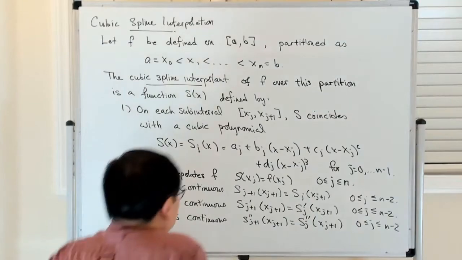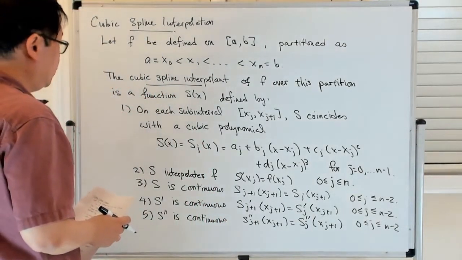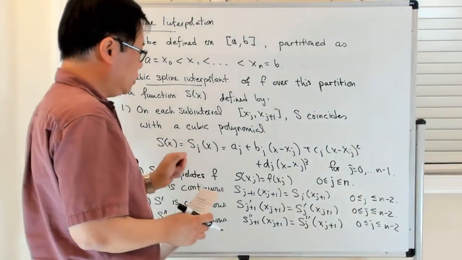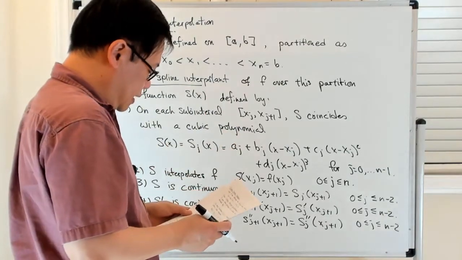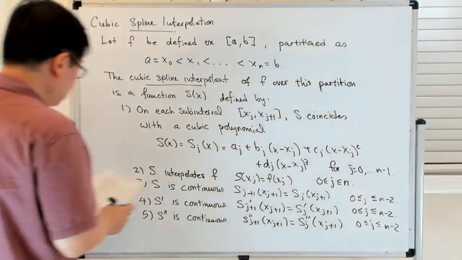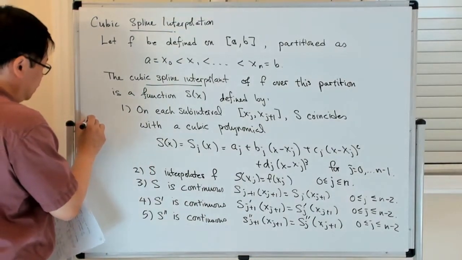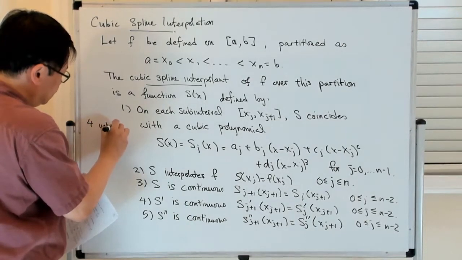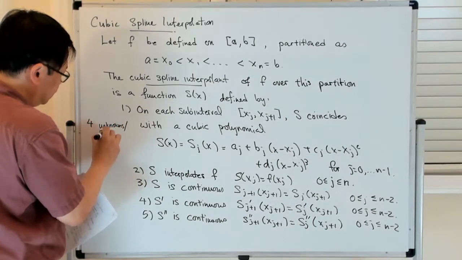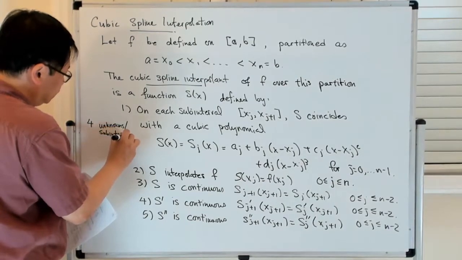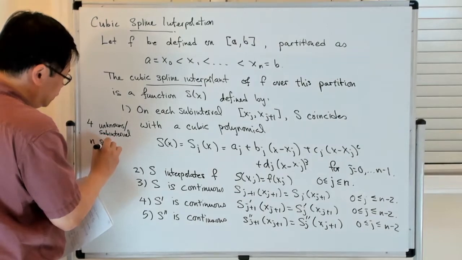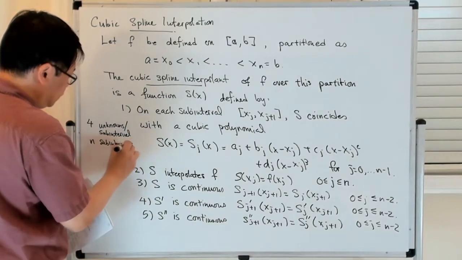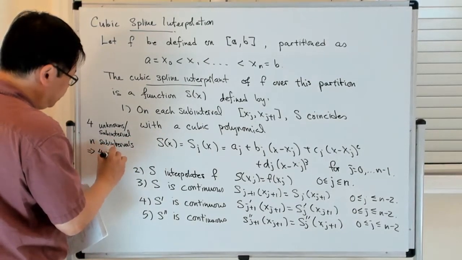All right, so let's do a little bit of a dimension count here. At each subinterval we have a cubic polynomial, and a cubic polynomial has 4 degrees of freedom. So there are 4 unknowns per subinterval, and there are n subintervals. So that implies there are 4n unknowns.